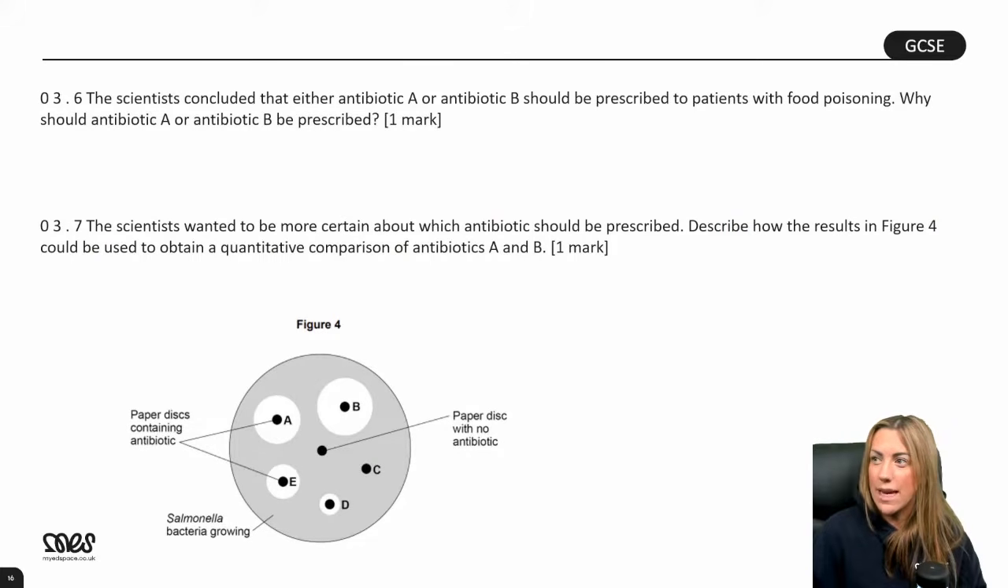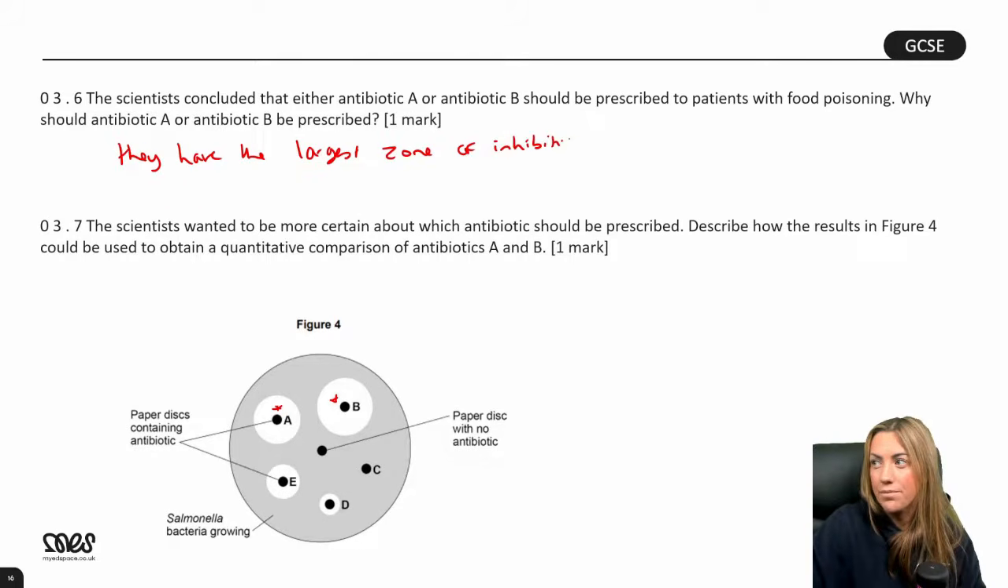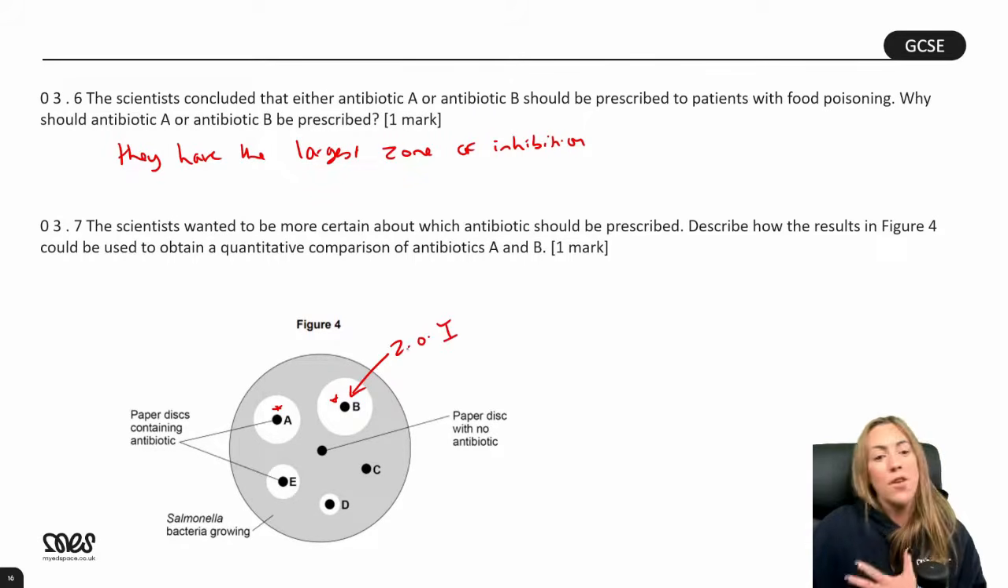The scientists concluded that either antibiotic A, which was this one here, or antibiotic B should be prescribed to patients with food poisoning. Why should antibiotic A or B be prescribed? Easiest way to get the mark, they have the largest zone of inhibition. This is what we call the zone of inhibition. The zone of inhibition is the zone or the area where the bacteria has been killed, in this case by the antibiotic. So we could easily get 1 mark just for saying they have the largest zone of inhibition.